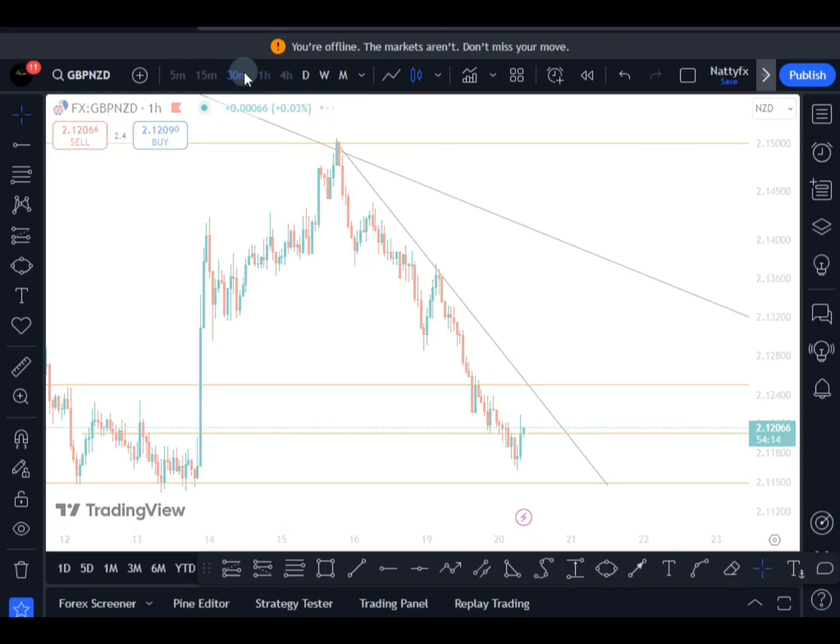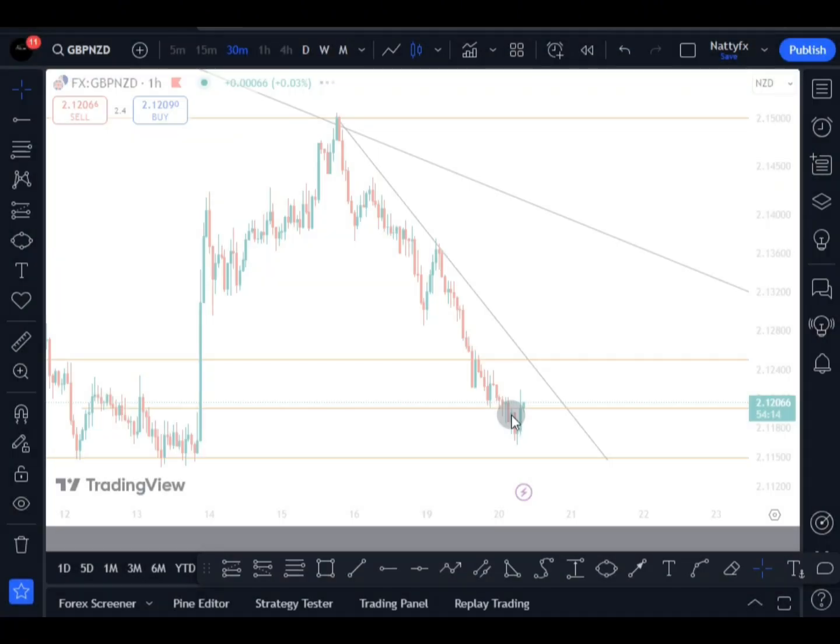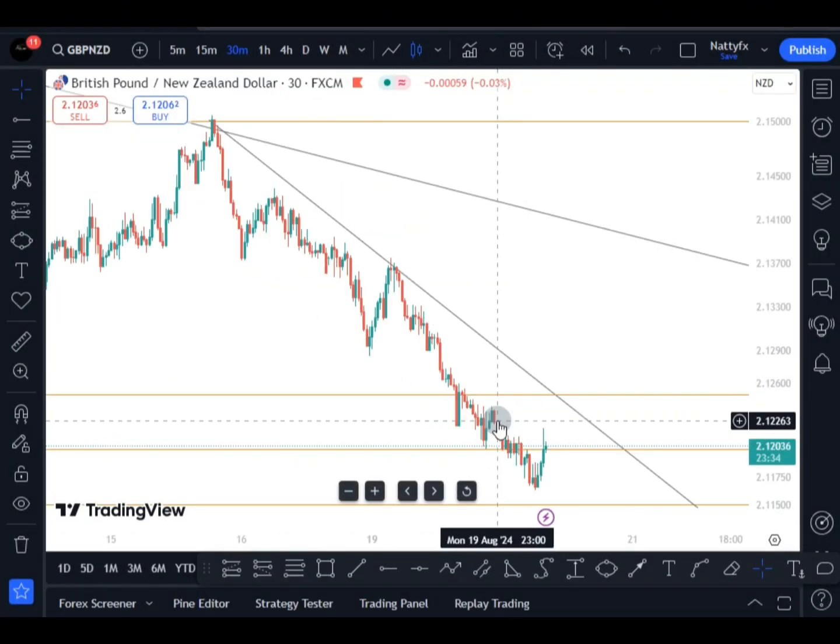Let's go to the... network has disconnected. Let's reconnect this again. All right, it's reconnected.